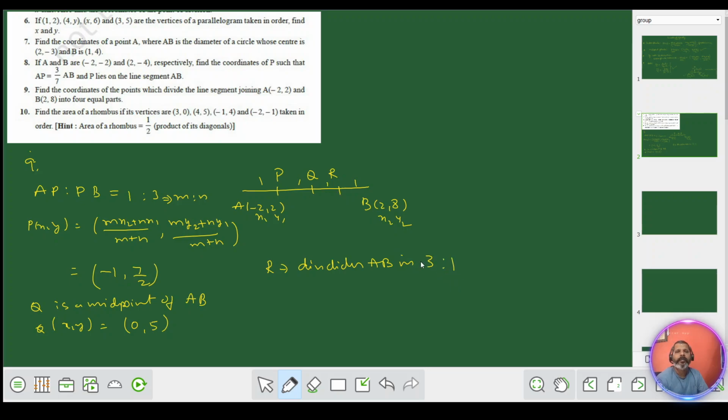3 is to 1. Therefore, similarly, R of xy equal to, substitute the formula mx2 plus nx1 by m plus n, my2 plus ny1 by m plus n with the ratio mn as 3 is to 1, and x1 y1 x2 y2 are A and B coordinates. So once you substitute, you get the values 1 comma 13 by 2. I'm not solving this fully because it is an extension of the trisection question which was there in the earlier questions of the same exercise. Okay, only the ratio is different here. Okay, we'll move to the next question, the last in the exercise.